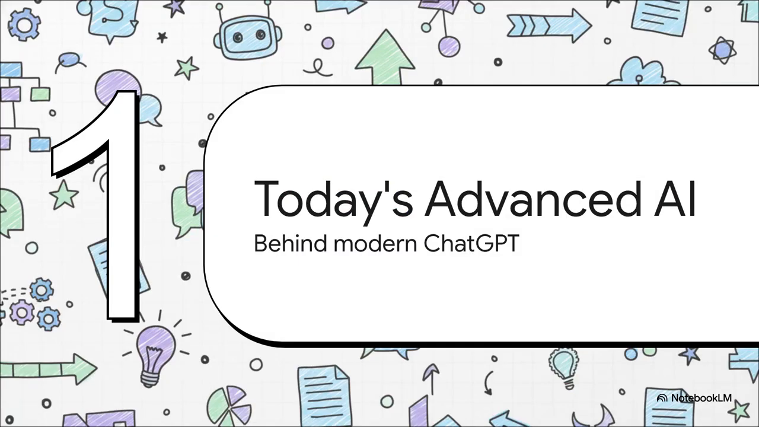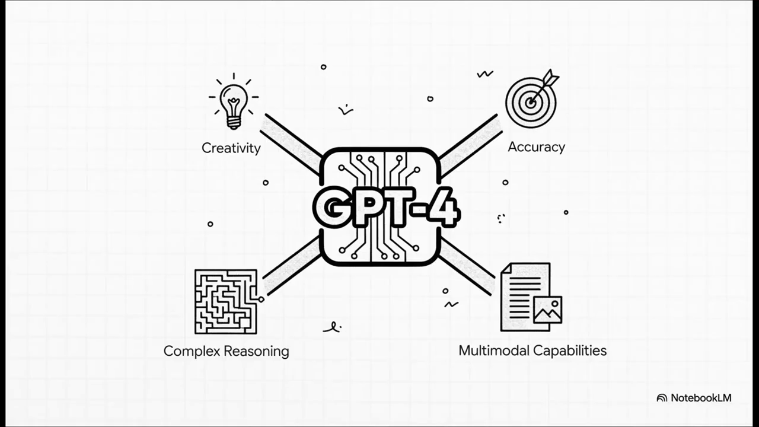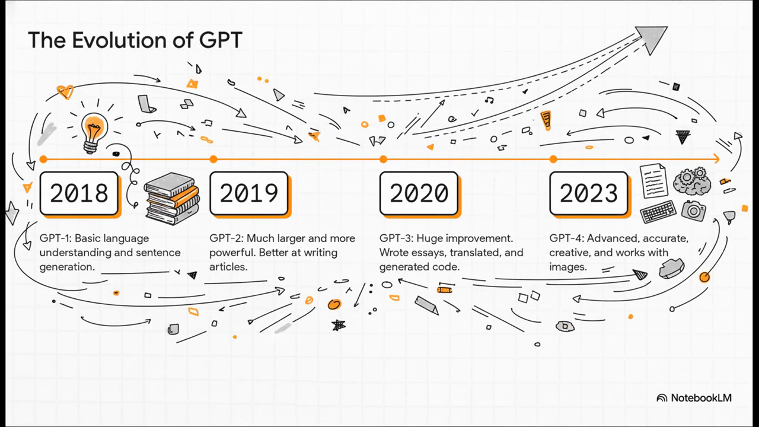And that brings us right up to today, to the advanced AI that's running under the hood of the ChatGPT we use right now. Yep, meet GPT-4. Released in 2023, it's not just bigger, it's way smarter. It's more accurate, way more creative, and it can understand really complex reasoning. And here's the kicker, it can work with both text and images. It's become multimodal. Just take a second and look at this timeline. From GPT-1 to GPT-4 in only 5 years. The pace of this change is, well, just breathtaking, isn't it?